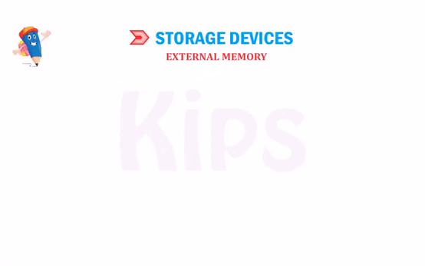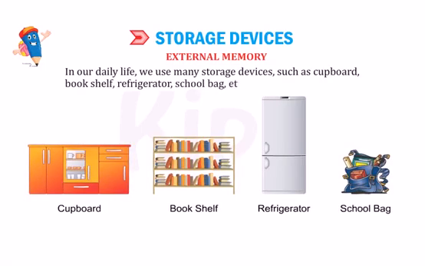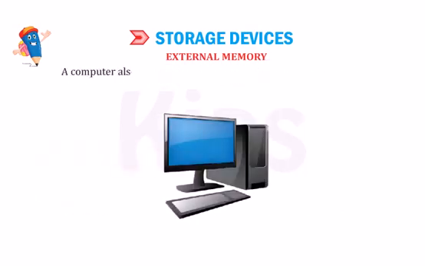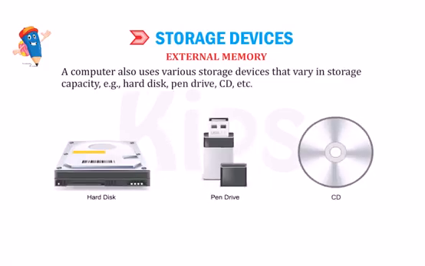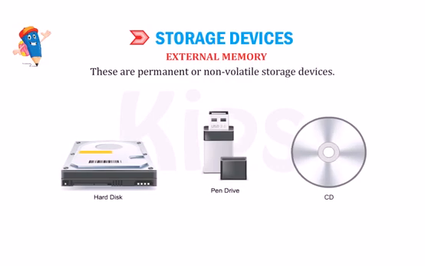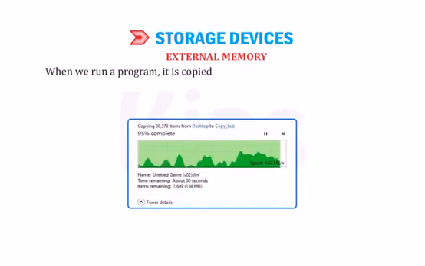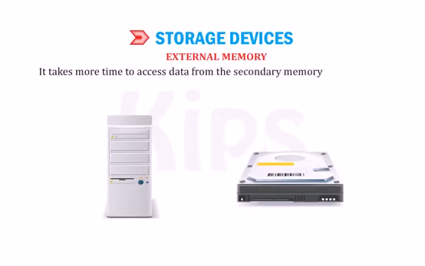Let's see an example. In our daily life, we use many storage devices such as cupboard, bookshelf, refrigerator, school bag, etc. A computer also uses various storage devices that vary in storage capacity. Example, hard disk, pen drive, CD, etc. These are permanent or non-volatile storage devices. When we run a program, it is copied from the secondary storage into the internal memory. It takes more time to access data from the secondary memory as compared to the internal memory.